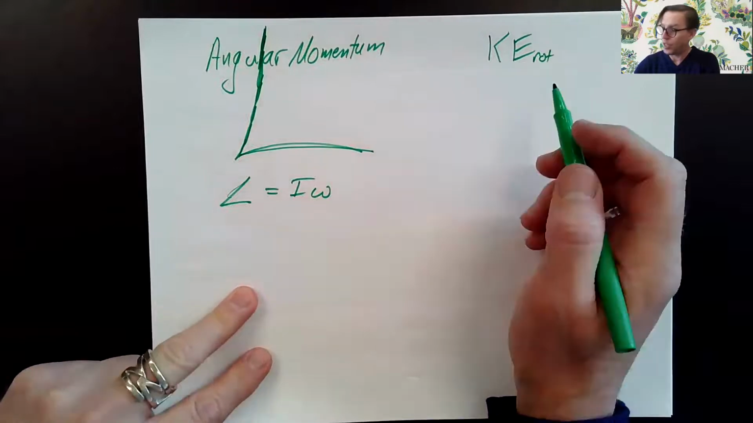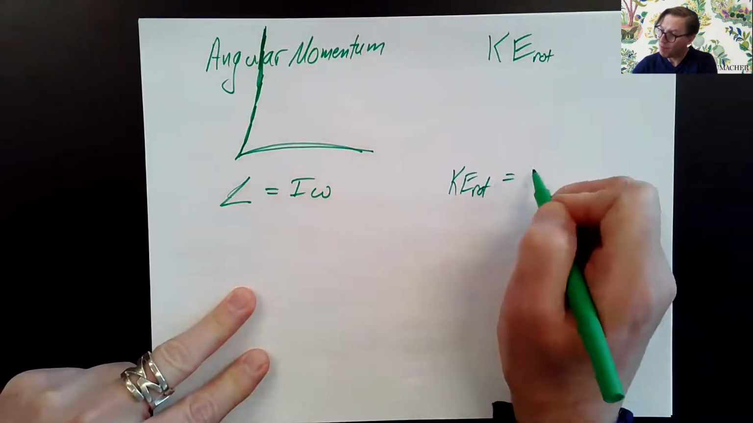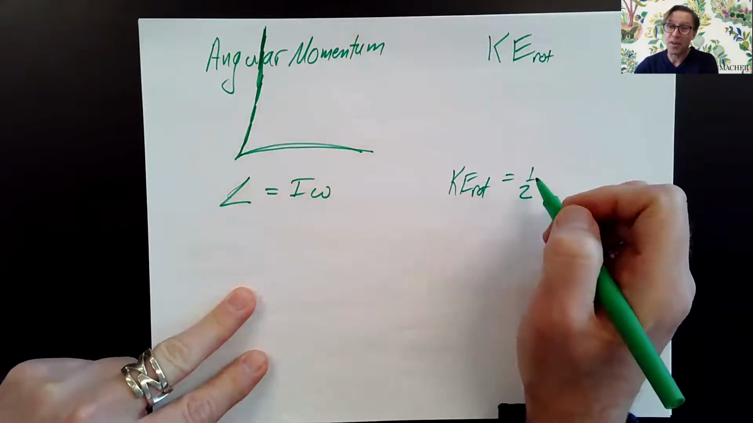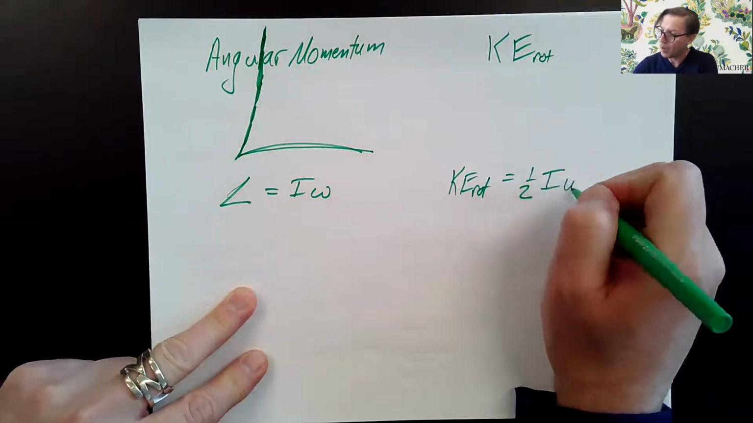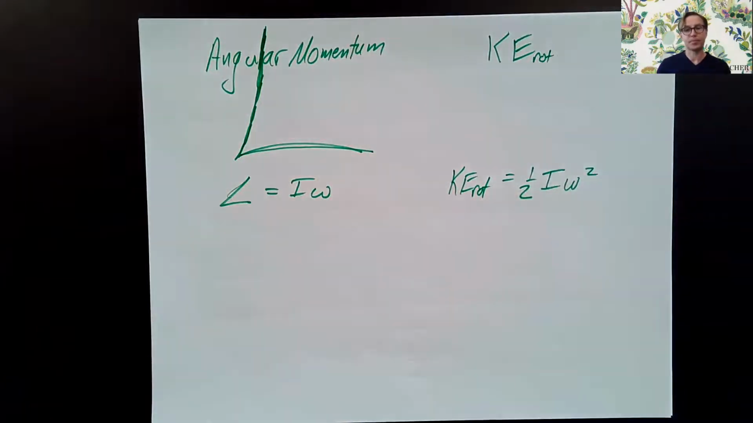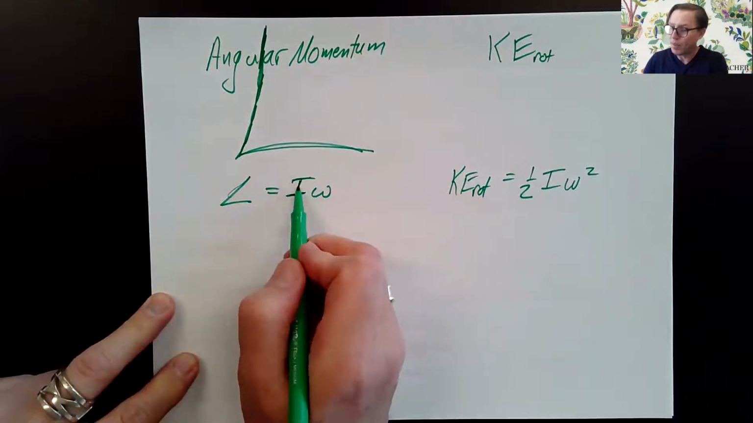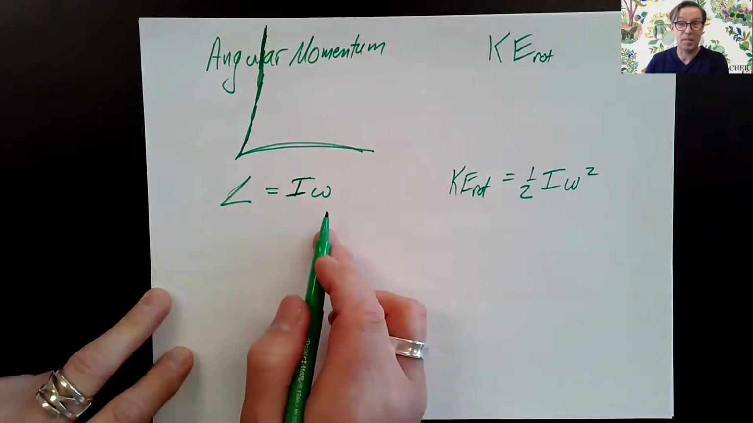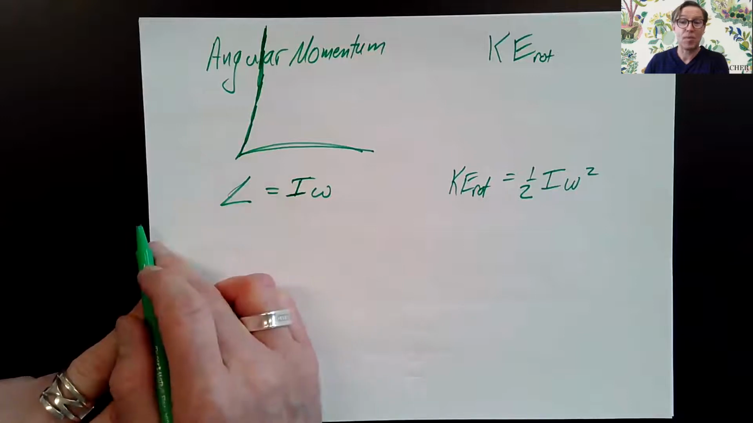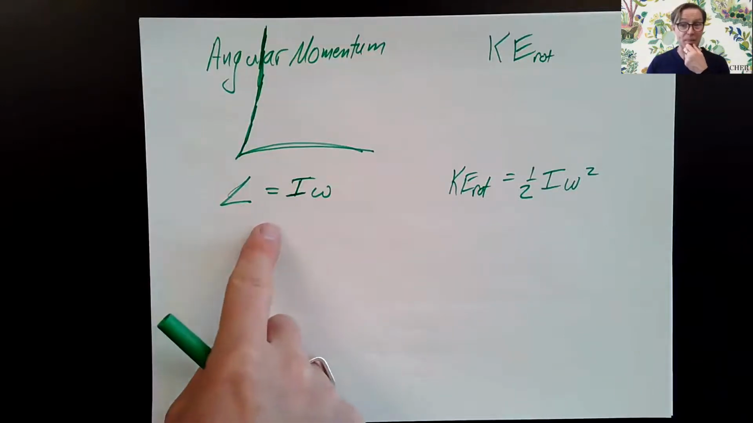Regular kinetic energy was 1/2 mv squared. So rotational kinetic energy is 1/2 I omega squared. It turns out that angular momentum has a unit that is different from the unit for P, linear momentum. Therefore, angular momentum and linear momentum are conserved separately. We can't add them together.